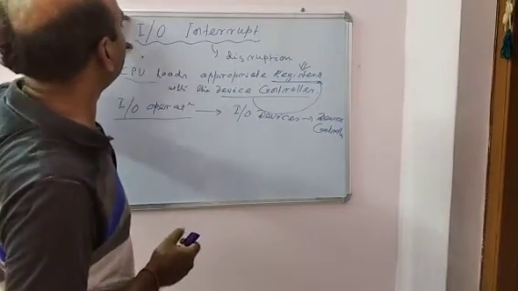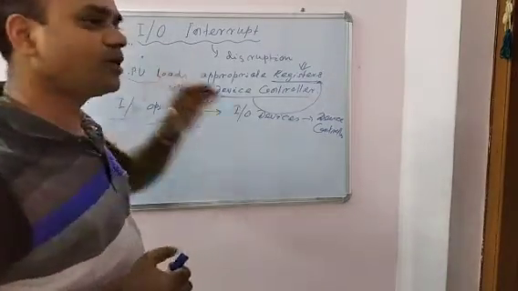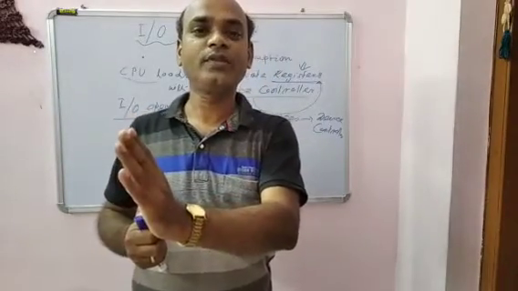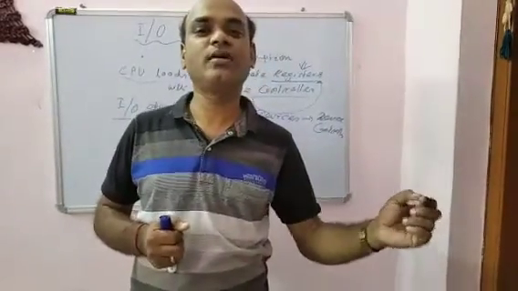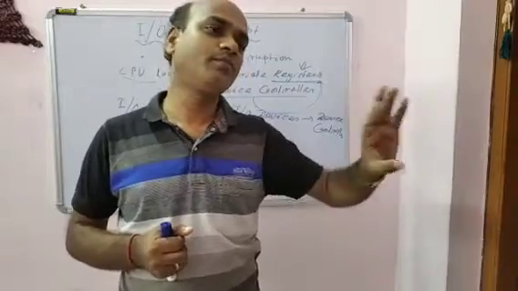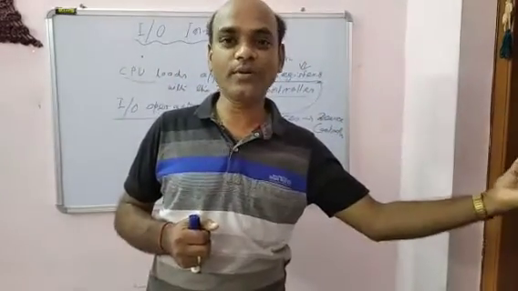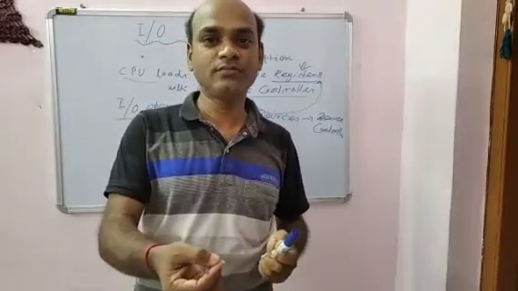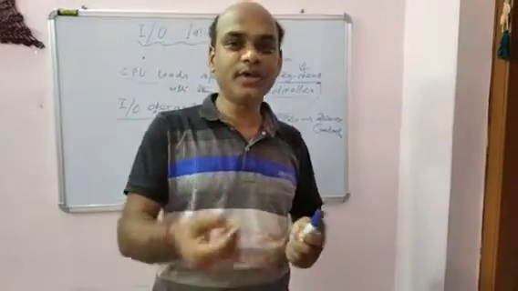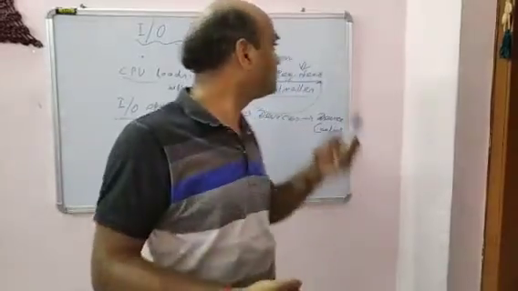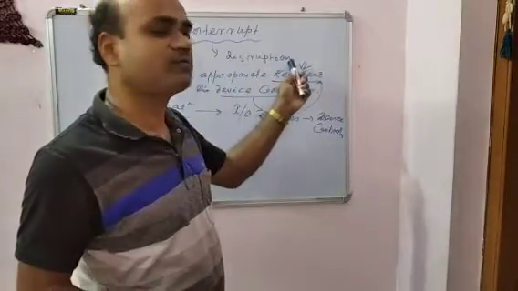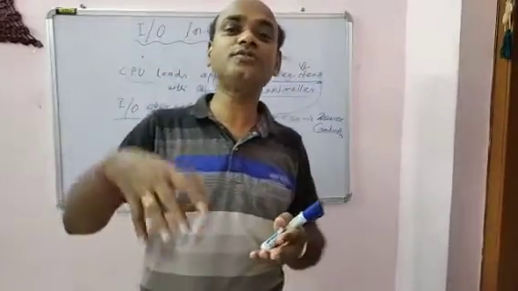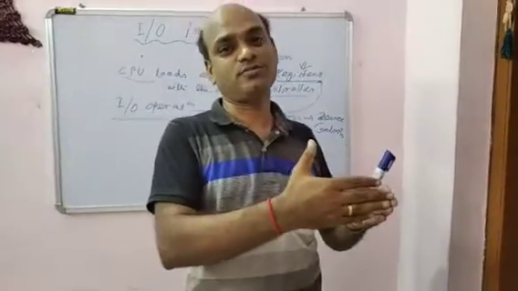But what about the input-output interrupt? Suppose a CPU is performing a specific task. Within that time, some disturbances from outside may come. Suppose we want to add a pen drive. In between, there is a disturbance. Interrupt means something coming in between, a disruption. While continuing a process, another process comes, and then the first is disturbed.